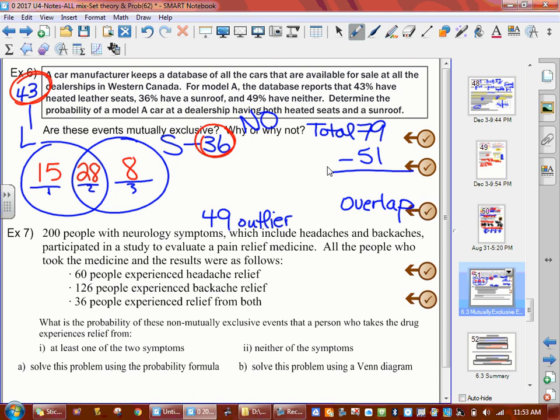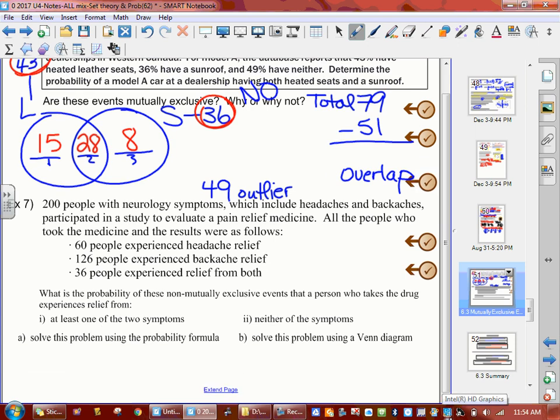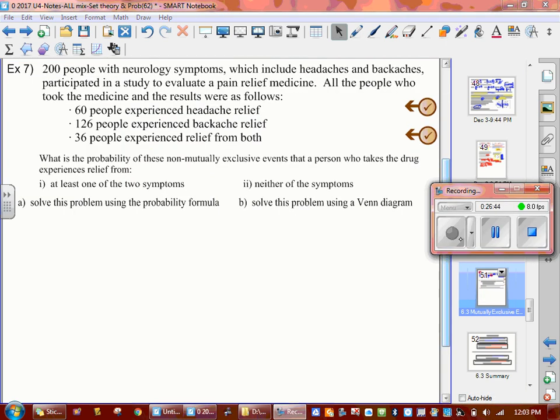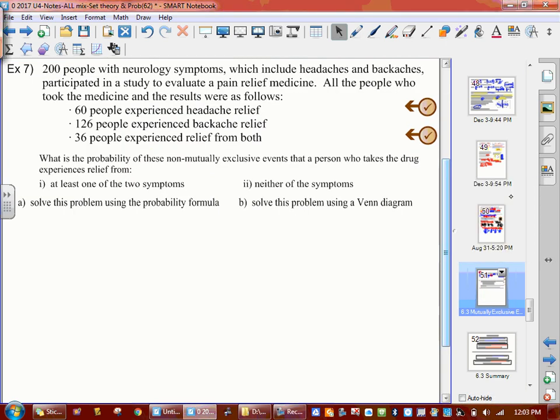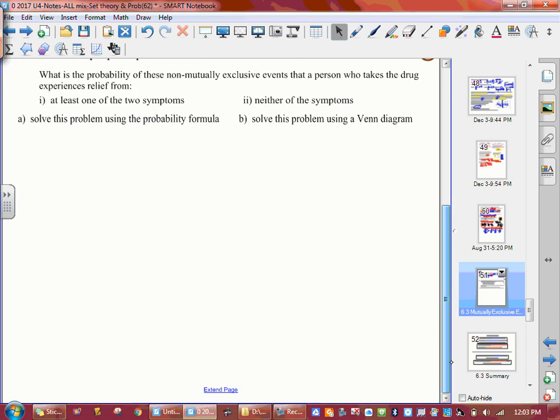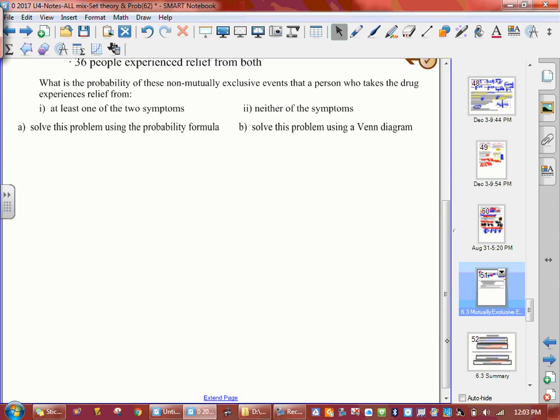All right. Now we're going to take a look at our very last example. I'm going to let you guys do that one for homework. Push pause now and play when you're ready. All right, last example. We have 200 people with neurology symptoms that were included in a headache and backache study. So we're going to first solve it with a Venn diagram.